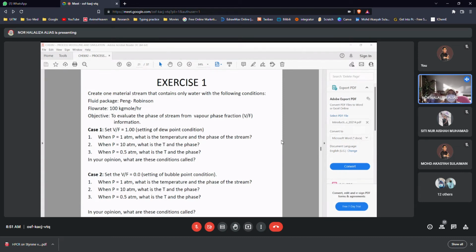Okay, so we go to the first one. Case 1, V over F equivalent to 1. When the pressure is 1 atm, what is the temperature and phase of the stream? Okay, let's look. I'm going to share the screen.